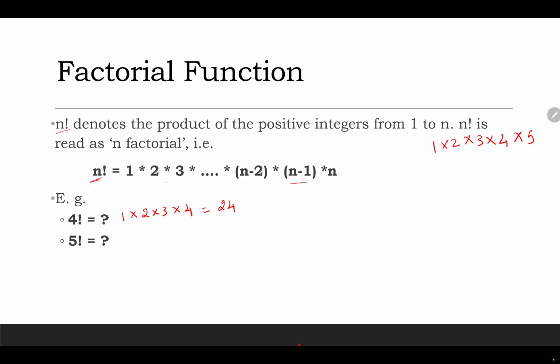The next one, 5 factorial. How can we write 5 factorial? It is 1 into 2 into 3 into 4 into 5. So it is 120.